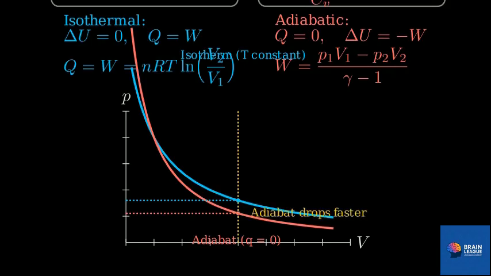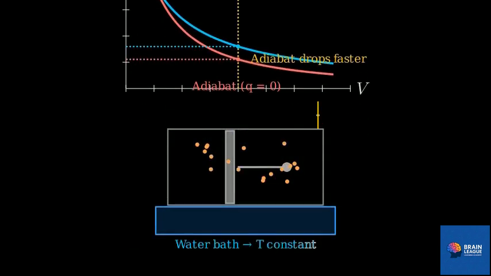Let us make it concrete with simple piston pictures. First, isothermal. Imagine a gas syringe immersed in a water bath that keeps the temperature fixed. We pull the piston slowly, the gas expands, heat flows in from the bath, and temperature stays constant.